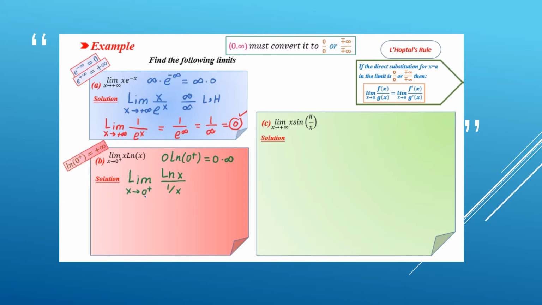Now direct substitution for 0, you will get ln of 0 from the right, which is positive infinity, divided by 1 over 0 from the right, which is also positive infinity. And this is the case where we can use L'Hopital's rule to find the limit. So now we can use L'Hopital's rule. So the limit of the derivative of ln x, which is 1 over x, divided by the derivative of 1 over x, which is negative 1 over x squared, when x goes to 0 from the right.